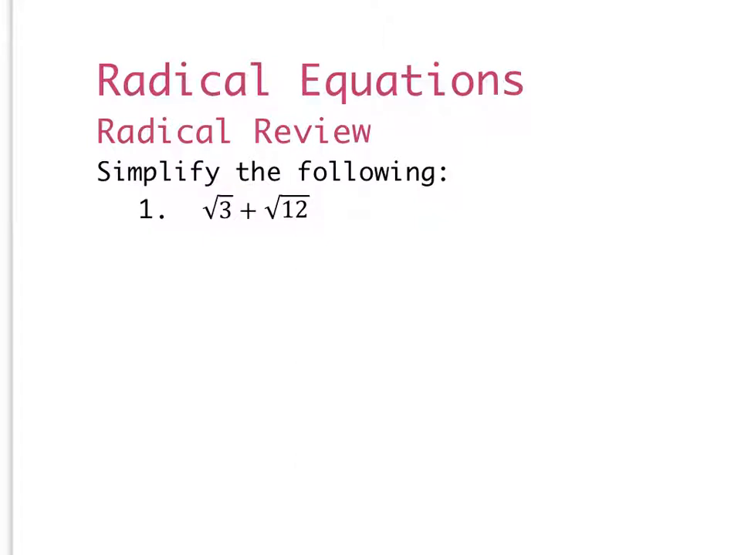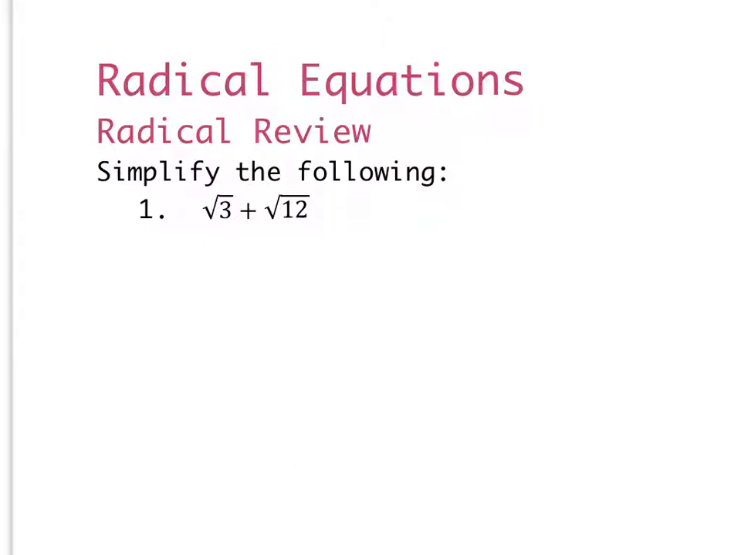So the first thing is adding radicals. We can only add radicals if we have the same thing underneath the radical. So it's kind of like having like terms. For number 1, we have a 3 under the radical and a 12 under the radical. Right now, we can't add them. This would be where we'd have to stop.